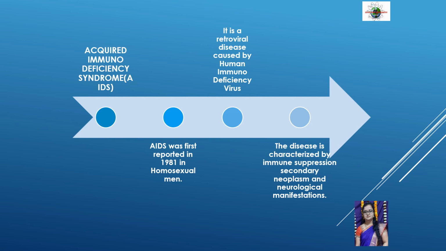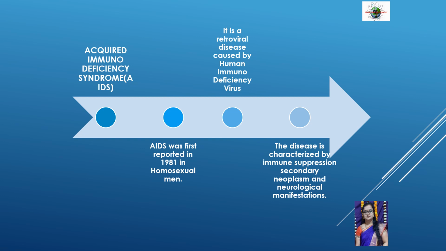Acquired Immunodeficiency Syndrome (AIDS) is a retroviral disease caused by the human immunodeficiency virus. AIDS was first reported in 1981 in homosexual men. The disease is characterized by immune suppression, secondary neoplasm, and neurological manifestations.